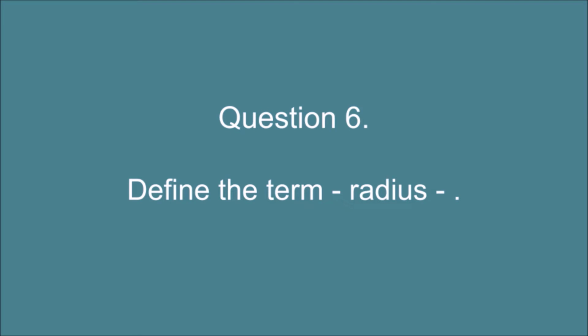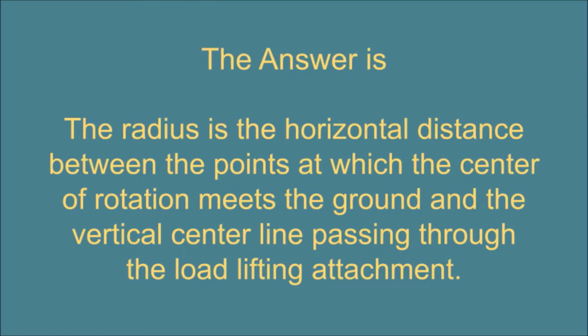Question 6. Define the term radius. The answer is: the radius is the horizontal distance between the points at which the center of rotation meets the ground, and the vertical center line passing through the load lifting attachment.